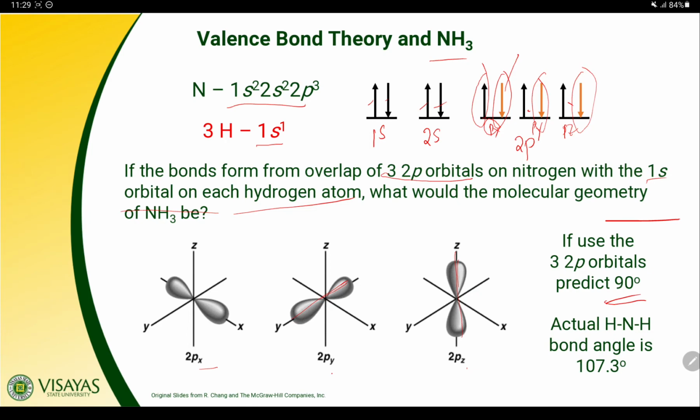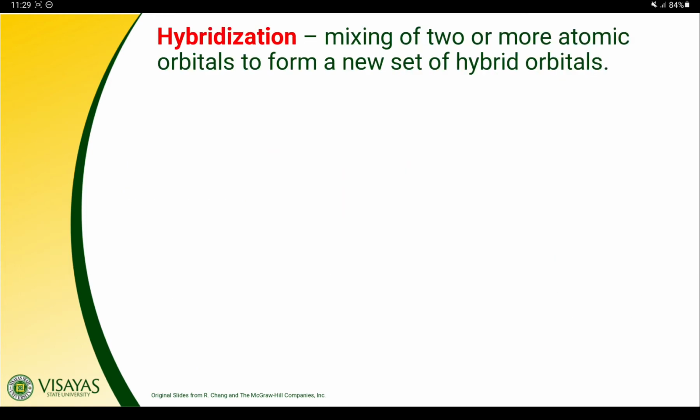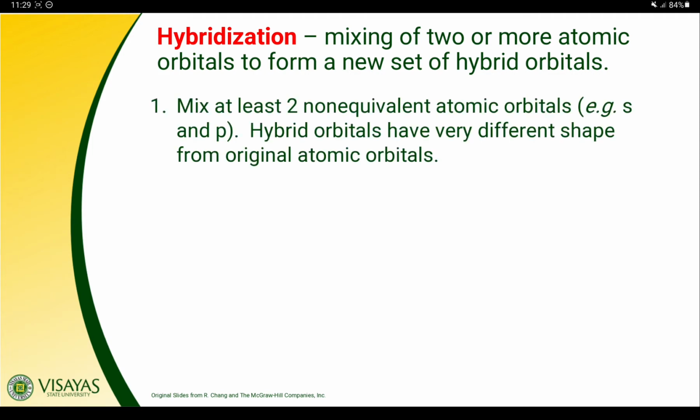However, in reality, the H–N–H bond angle in ammonia is actually 107.3 degrees. So how should we explain this? Now we have the so-called hybridization. This is the mixing of 2 or more atomic orbitals to form a new set of hybrid orbitals.